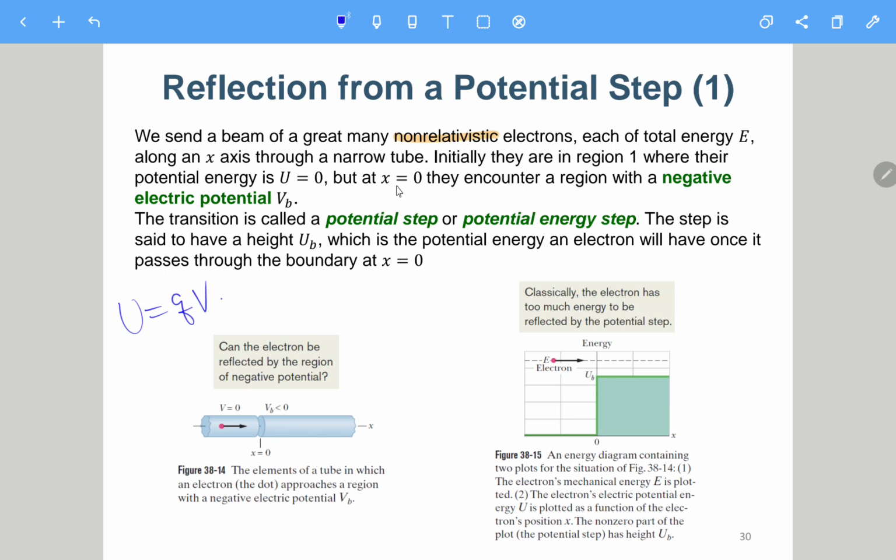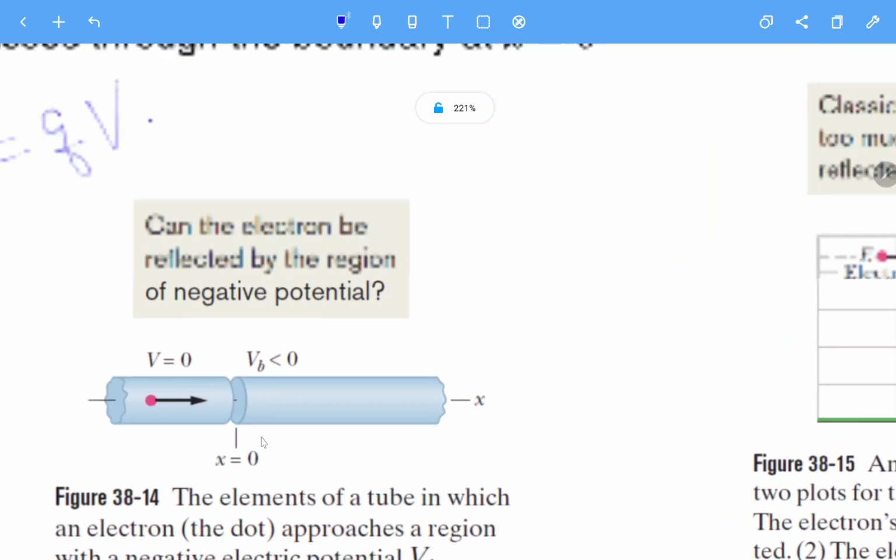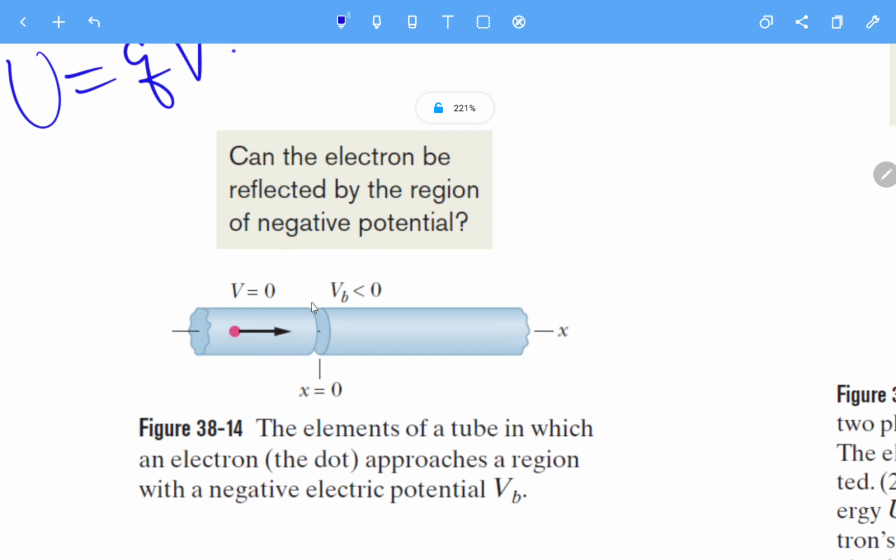Okay, so here, at x equals 0, they encounter a region with a negative electric potential, VB. So you can imagine here we have two segments of wire. This one has a voltage V0, and then this segment does not touch this one. The voltage here, VB, is smaller than 0, just a fixed value less than 0.